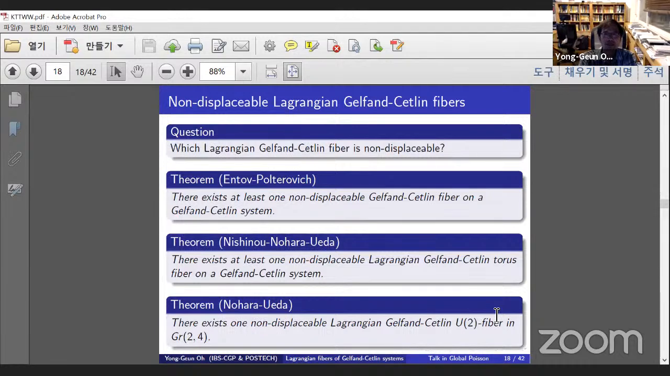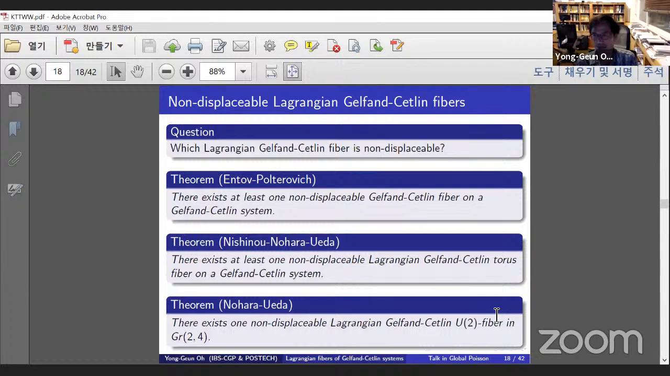Okay, so in relation to Gelfand-Cetlin fibers, as I mentioned, I want to understand which Lagrangian fibers are actually non-displaceable. And there is one very universal criterion given by Entov and Polterovich, whose final statement does not use anything about Floer theory, although its construction does. Their theorem says there exists at least one non-displaceable Gelfand-Cetlin fiber on the system. This is a corollary of a very general theorem of theirs.